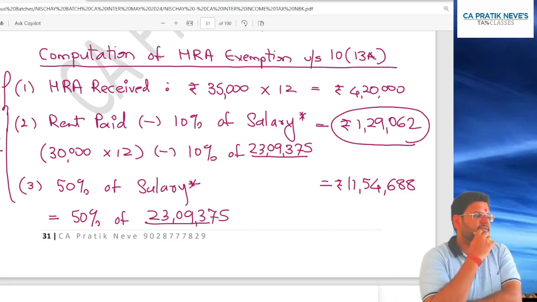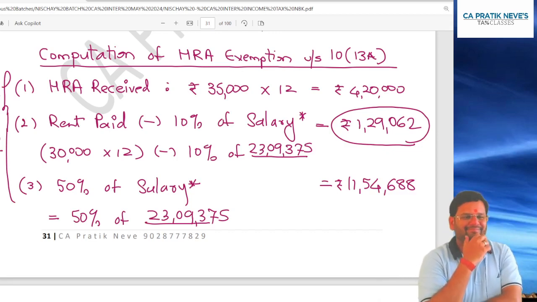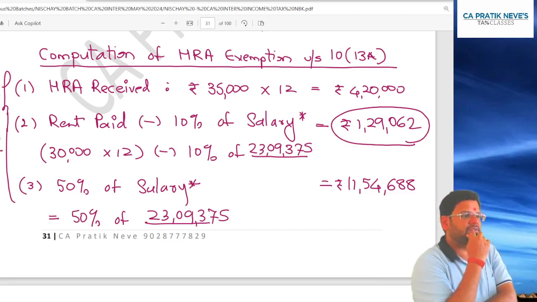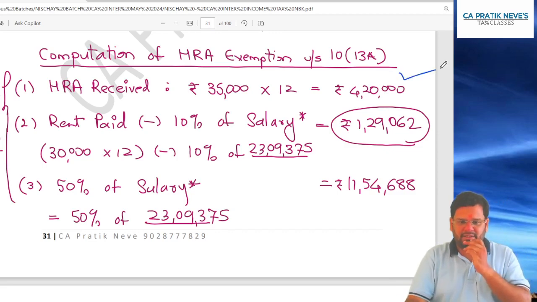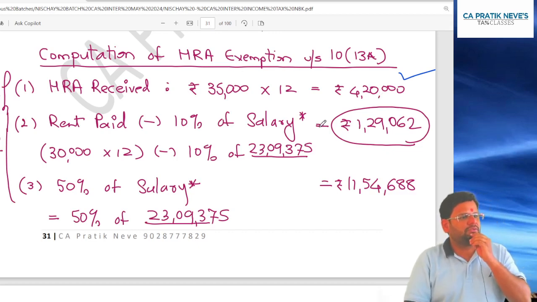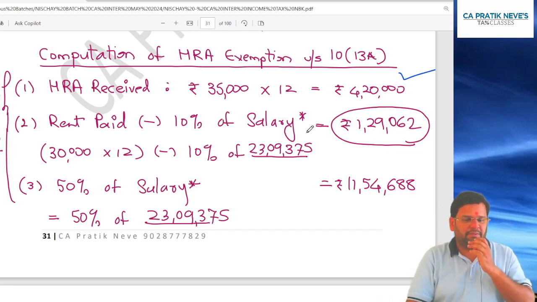First, actual HRA received. What is the actual HRA received? 35,000 into 12. On the extreme right hand side, take the figure. Is it 4,20,000? Second point, rent paid less 10% of salary. Give asterisk to salary.